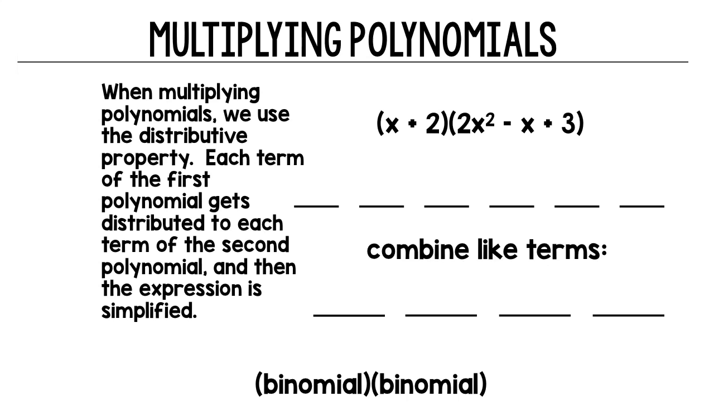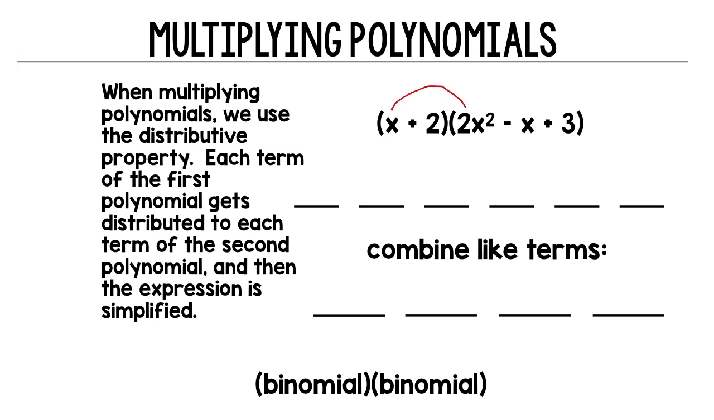Boyd here, talking today about multiplying polynomials. The words here say, when we multiply polynomials, we use the distributive property over and over and over again. Each term of the first polynomial gets distributed to each term of the second polynomial, and then the expression is simplified. So let's do just that.